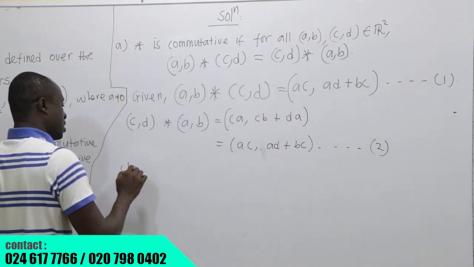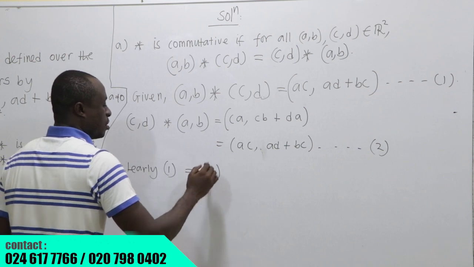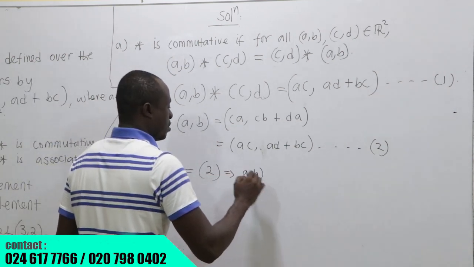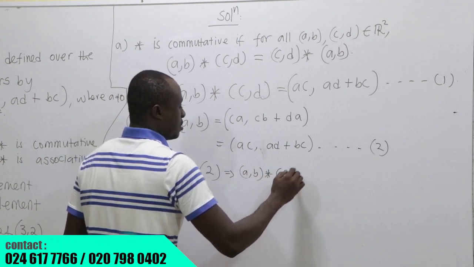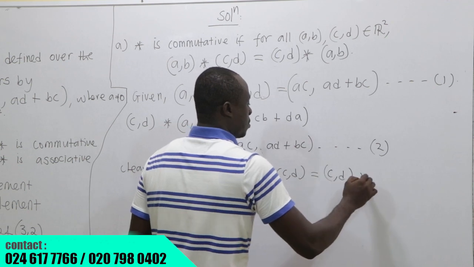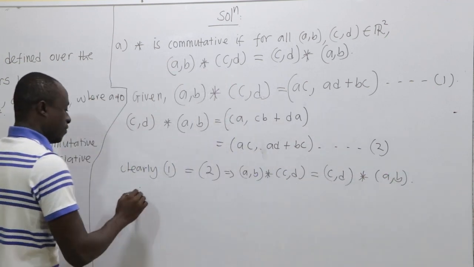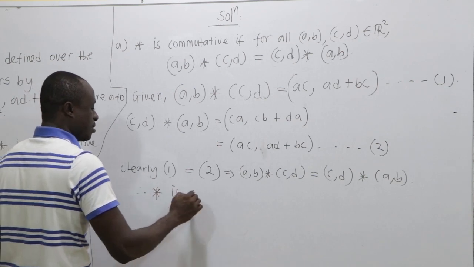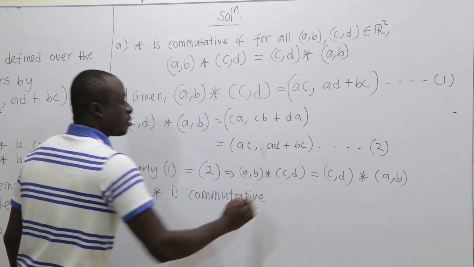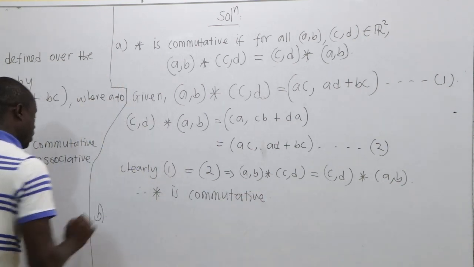So clearly equation 1 is equal to equation 2, which implies that (A, B) star (C, D) is equal to (C, D) star (A, B). Therefore star is commutative.